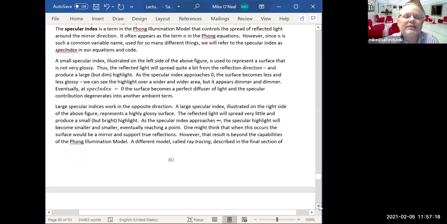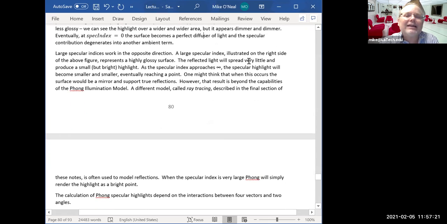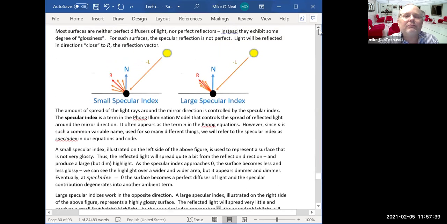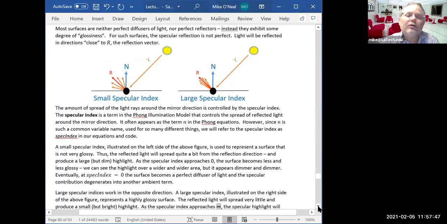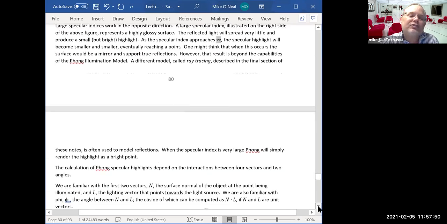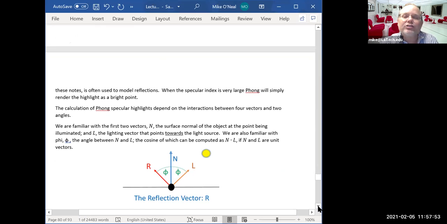A large spec index means you've got a very tight, very tiny, but quite bright highlight, right? Now you might think, as the specular index approaches infinity, shouldn't light be exactly on the mirror direction? And if that's the case, wouldn't this thing actually be a mirror? Wouldn't you see reflections? And the answer to that is no. The Phong illumination reflection model can't produce reflections. It would just turn out to be white, is the way Phong would render that.